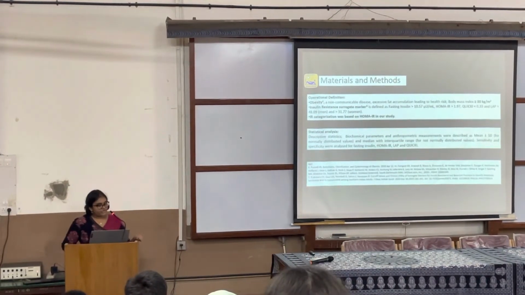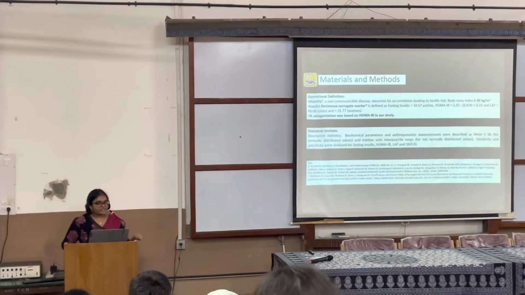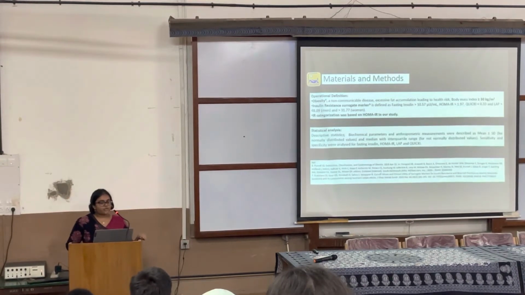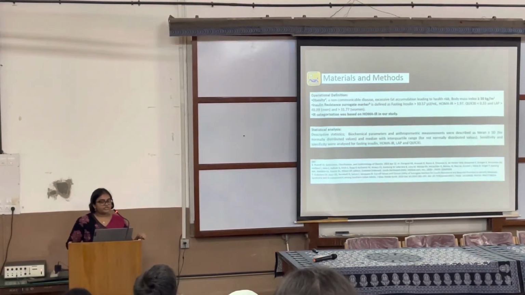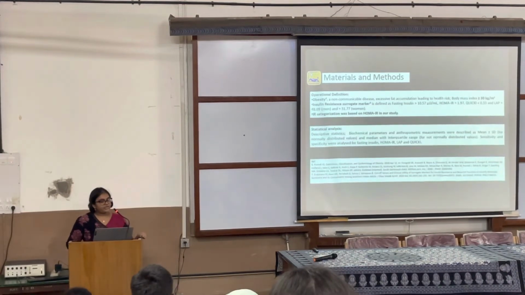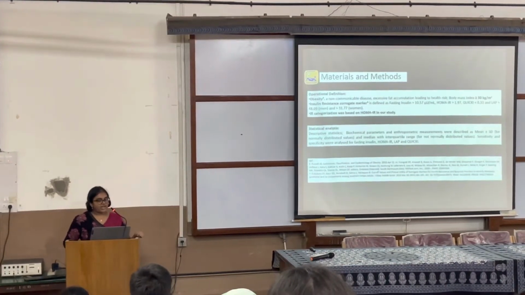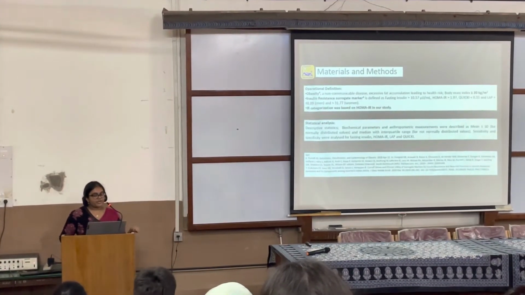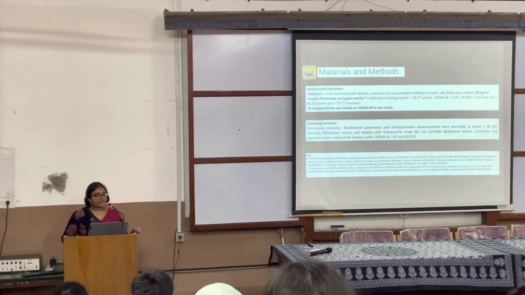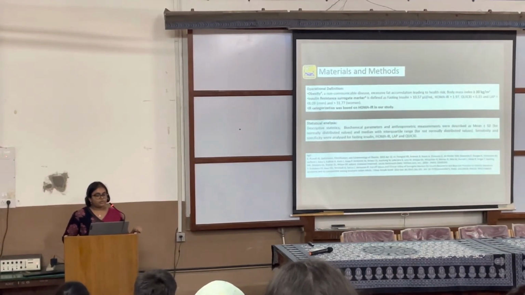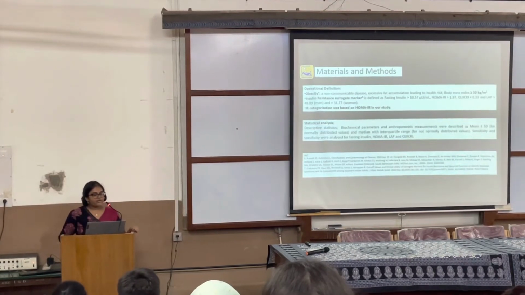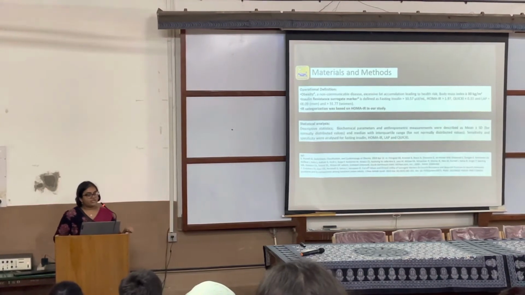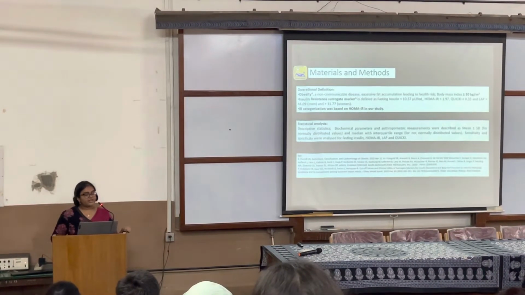Obesity, as an operational definition, is a non-communicable disease with excessive fat accumulation leading to a health risk. In this case, the body mass index or BMI is greater than or equal to 30 kg per meter square. Insulin resistance as a surrogate marker is defined as fasting insulin more than 10.57 microunits per ml, HOMA-IR score of greater than 1.97, QUICKI score of less than 0.33, and LAP score of greater than 48.09 in men and greater than 31.77 in women. The IR categorization was based on HOMA-IR in our study.